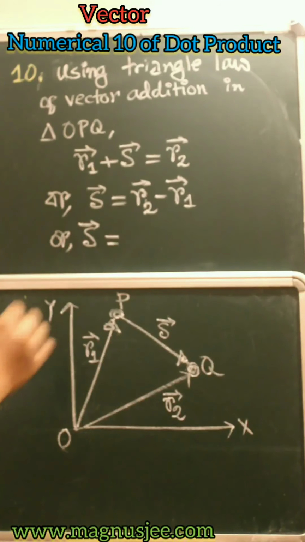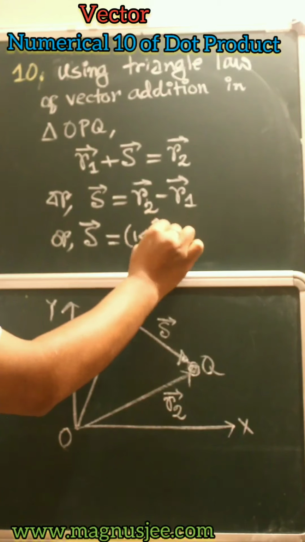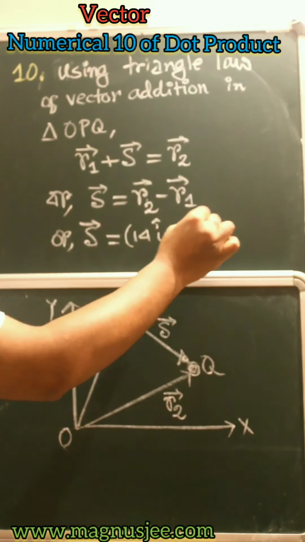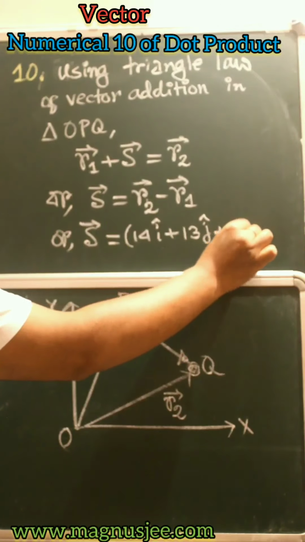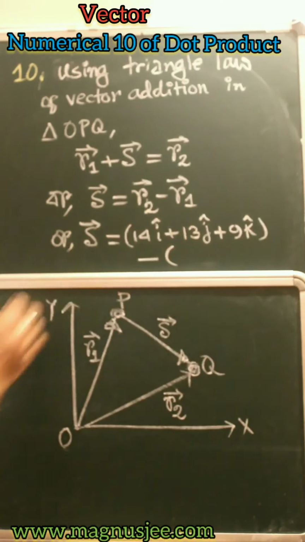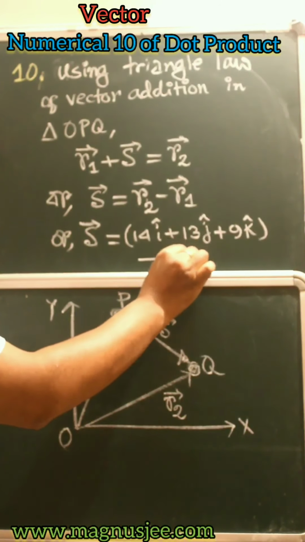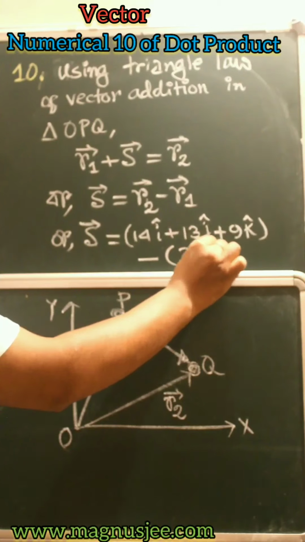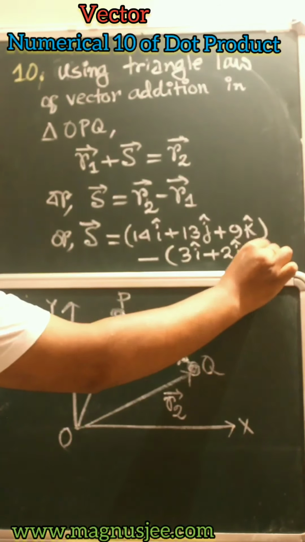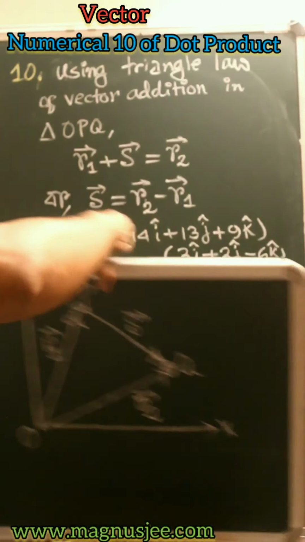Now we can put the expressions of vector R2 and vector R1. Vector R2 is 14i cap plus 13j cap plus 9k cap, minus initial position vector R1, which is 3i cap plus 2j cap minus 6k cap.